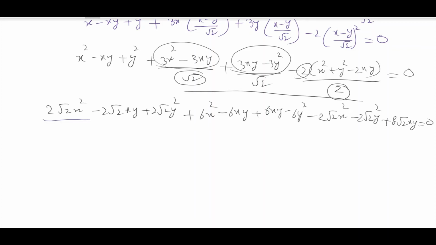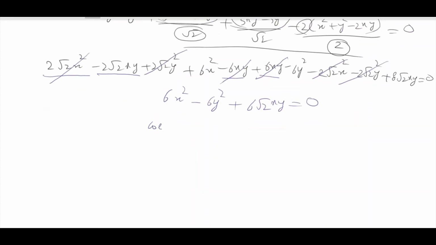So 2 root 2 x square and 2 root 2 x square get cancelled, and 2 root 2 y square minus 2 root 2 y square gets cancelled, minus 2 root 2 xy, and this is minus 6xy plus 6xy gets cancelled. I have 6x square minus 6y square plus 6 root 2 xy equals to 0.